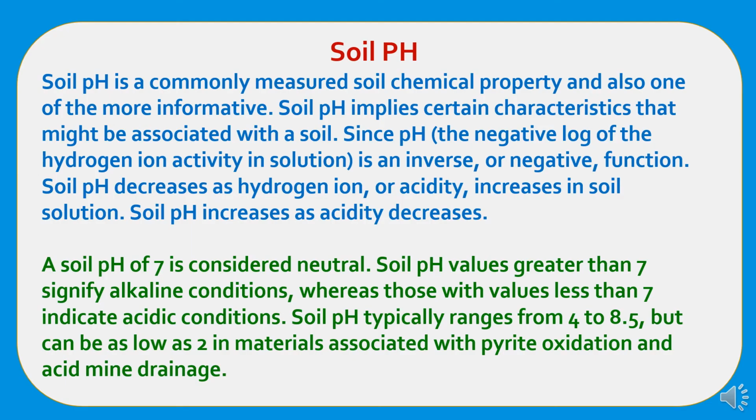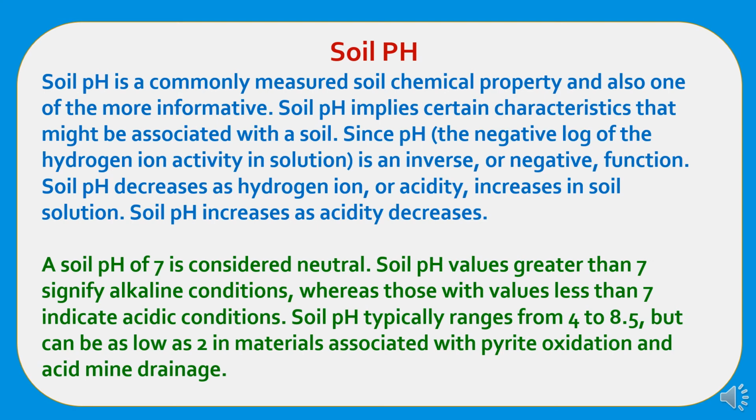Now to study soil pH. Soil pH is a commonly measured soil chemical property and also one of the more informative. Soil pH implies certain characteristics that might be associated with a soil. Since pH, which is the negative log of the hydrogen ion activity in solution, is an inverse or negative function, soil pH decreases as hydrogen ion or acidity increases in soil solution. Soil pH increases as acidity decreases.